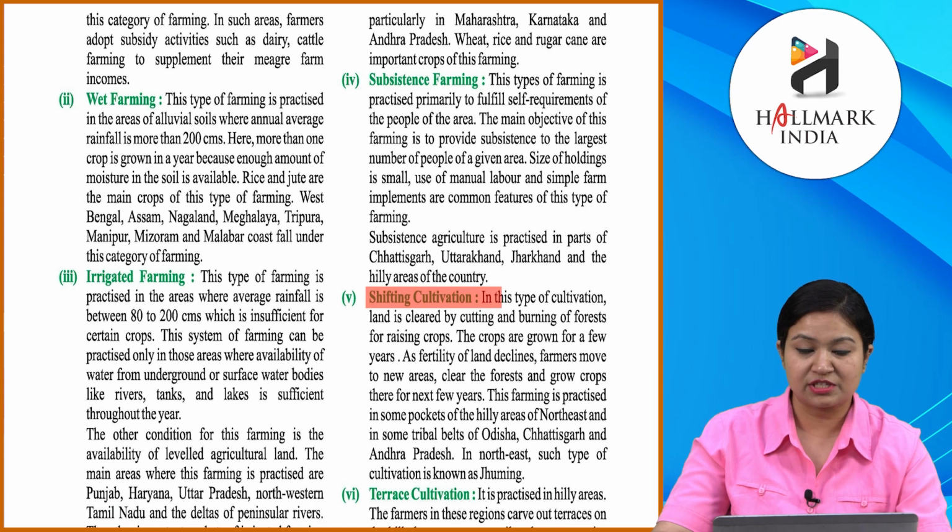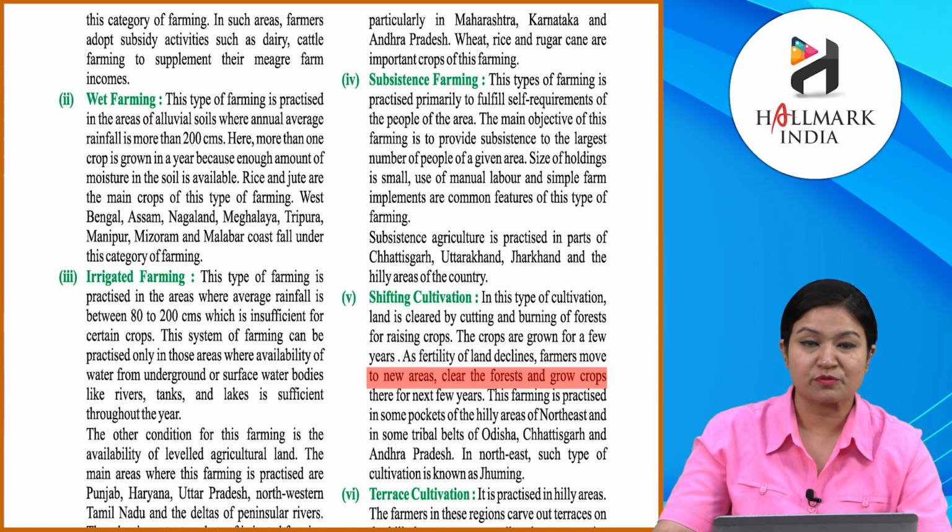Shifting cultivation. In this type of cultivation, land is cleared by cutting and burning of forest for raising crops. The crops are grown for a few years. Fertility of land declines. Farmer move to new areas, clear the forest and grow crops for next few years. This farming is practiced in some pockets of the hilly areas of northeast and some tribal belts of Odisha, Chhattisgarh and Andhra Pradesh. In northeast, such type of cultivation is known as jhumming.